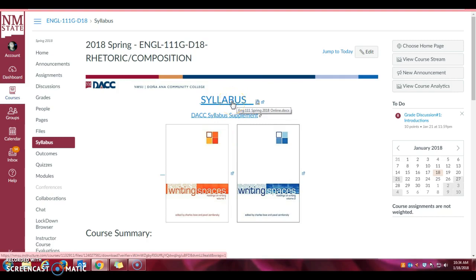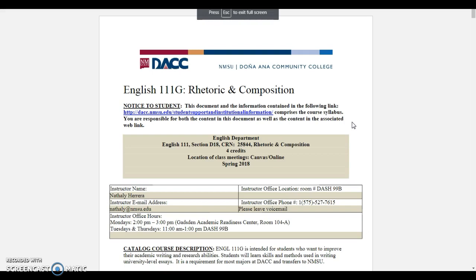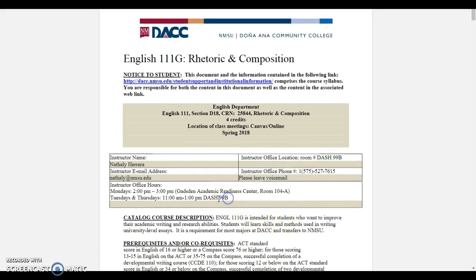Over here we have the syllabus, so again, if you click on it, it will download to your computer and you can go ahead and have access to it. So I just wanted to point out some things about the syllabus fairly quickly. Here we have my office location, and I live in El Paso, so I am not in Las Cruces every single day. So my office hours do tend to vary from campus.